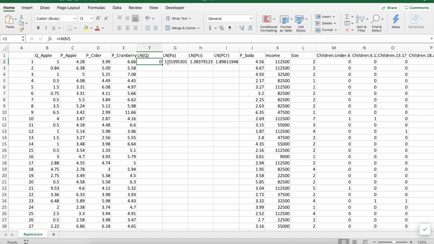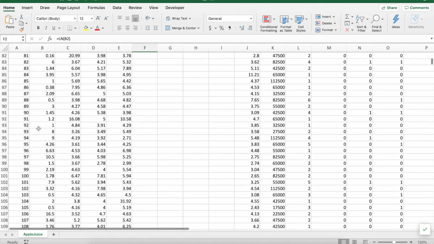This looks a little concerning, right? The natural log of Q here is a 0 value. That's okay. 0 is a value that exists. The reason is because the quantity demanded here is 1. The natural log of 1 is 0. That's always the case, okay? The problem would happen if the quantity demanded of apple juice was 0.